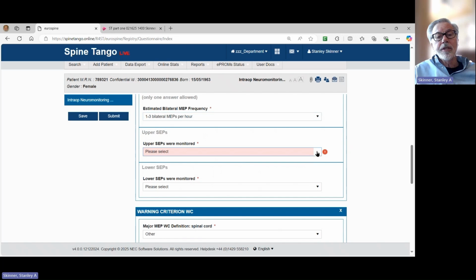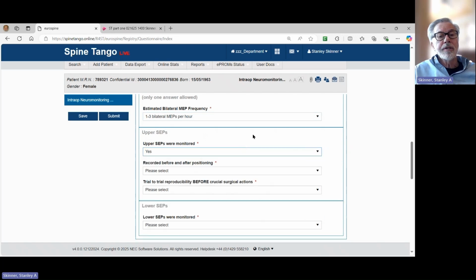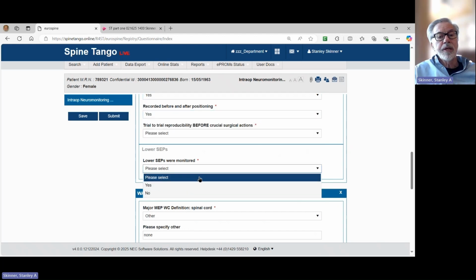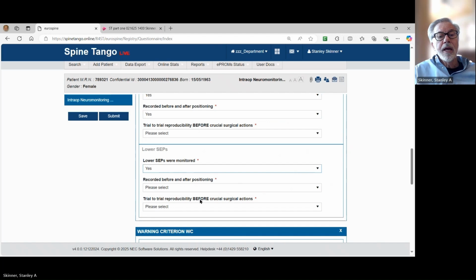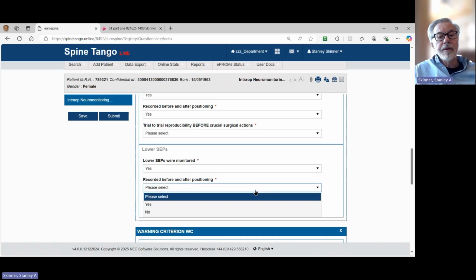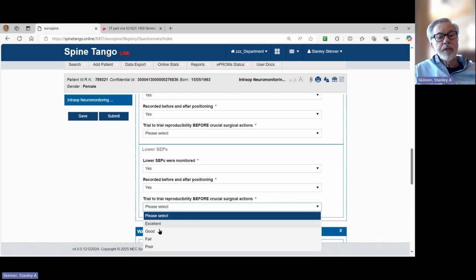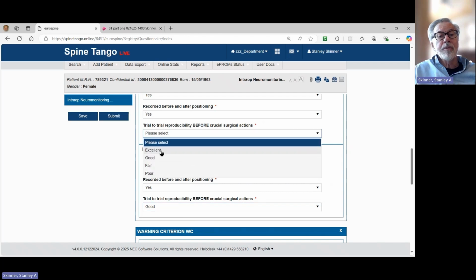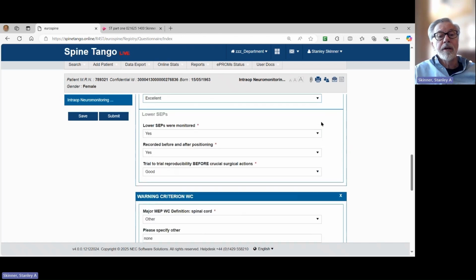Were upper SCPs monitored? We're going to say yes. Recorded before and after positioning, we'll say yes. Lower SCPs, we'll say the same, and recorded before and after positioning. Trial to trial reproducibility, we'll say good. By the way, I forgot to answer trial to trial reproducibility for upper SCPs. Let's go back and figure that one, and we'll say those are excellent.